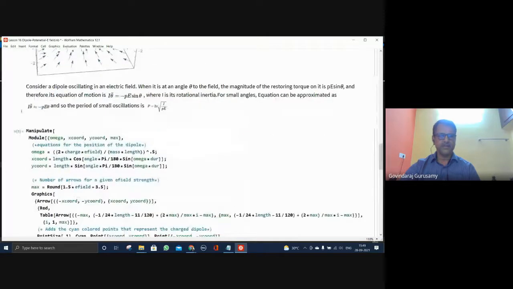And this is what is given here: pE by I is going to be omega square. So you can see that P must be, is it time period or a frequency?